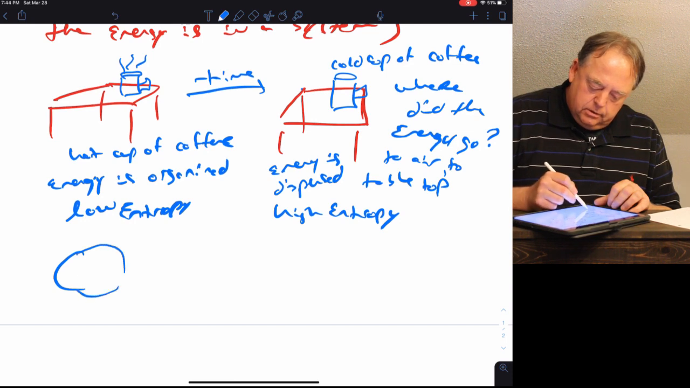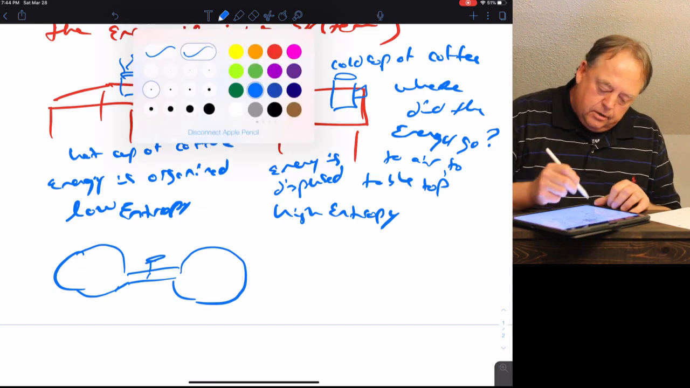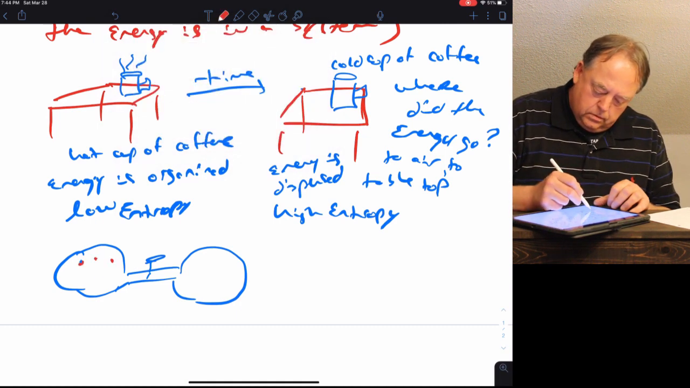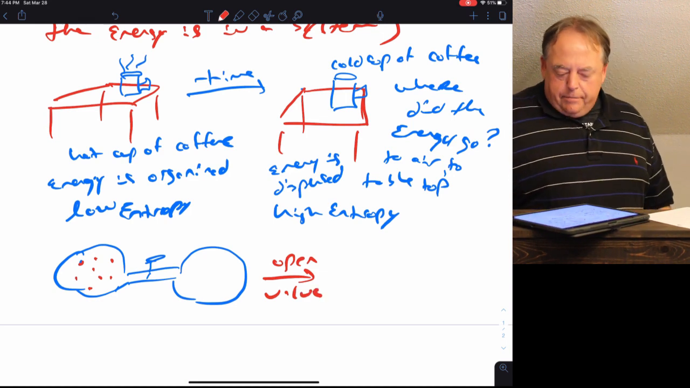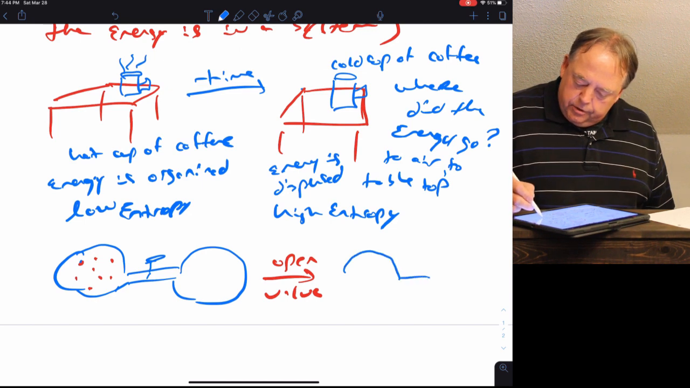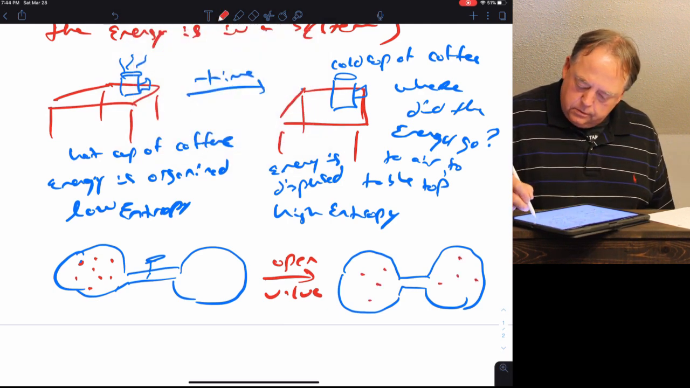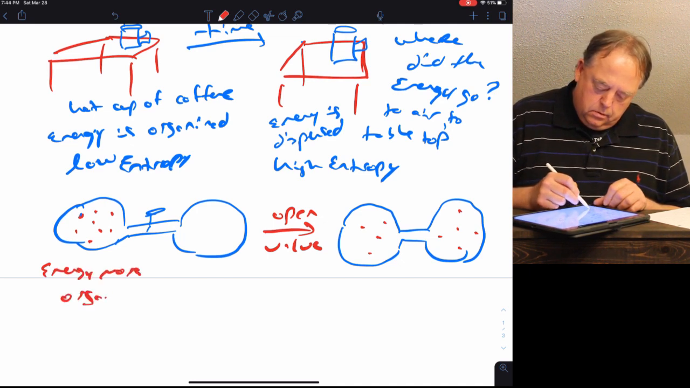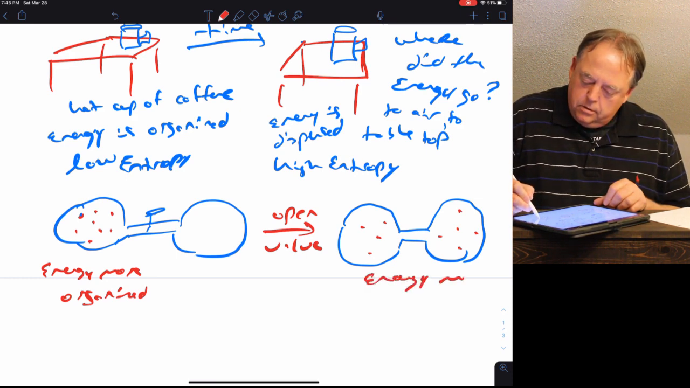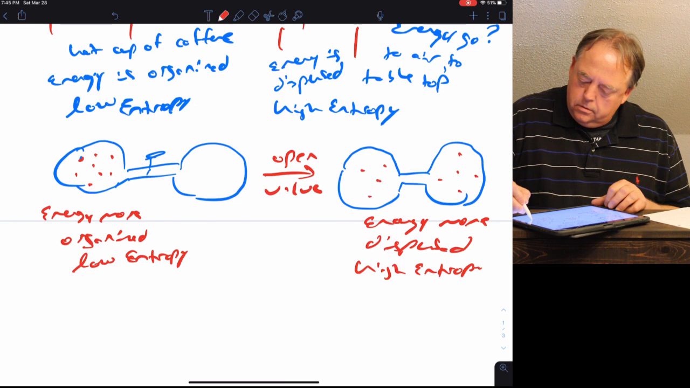Or if we had an example like this, a couple of chambers set up with a valve here, and there's air molecules in here. And then you open the valve. Then what's going to happen is, of course, the air molecules would eventually fill both chambers. So in which case is the energy more organized? It will be here. And here the energy is more dispersed. So this will be of low entropy, and this will be high entropy.